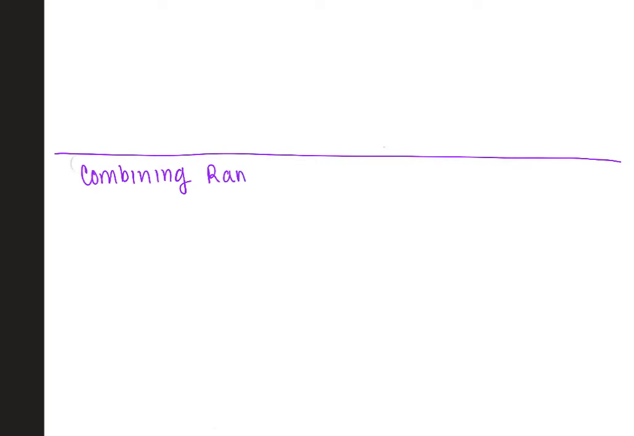So far, all we've talked about is adding or subtracting, multiplying or dividing a constant, but now we're going to have two separate means and two separate standard deviations, and we're going to try to combine them. So adding variables.